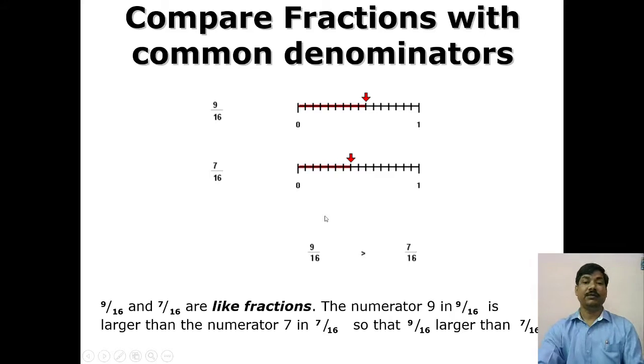So from this picture and from the last picture, it is clear that among like fractions, the fraction having the larger numerator will be the larger fraction. It means, in a group of like fractions, the fraction having the largest numerator will be the largest fraction.